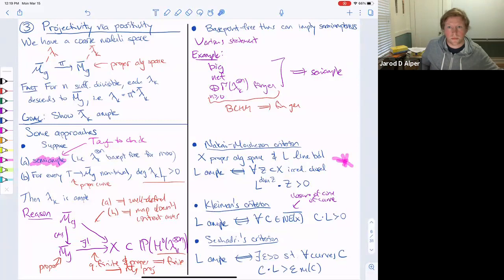What does BCHM stand for? Oh, that's Birkar, Cascini, Hacon, and McKernan. There's a paper from about 10 years ago where they proved that the section ring of the canonical divisor is always finitely generated, which was one of the most spectacular results in algebraic geometry this century.